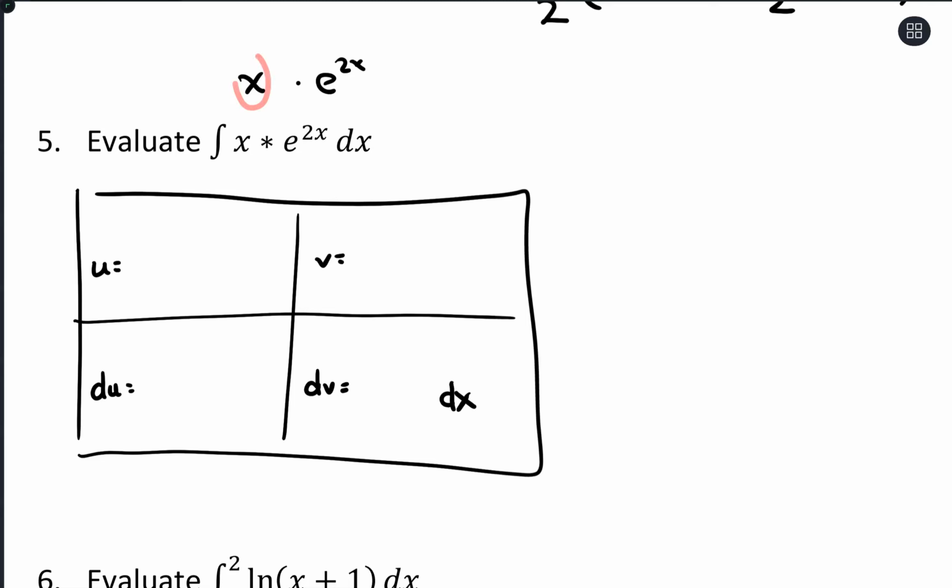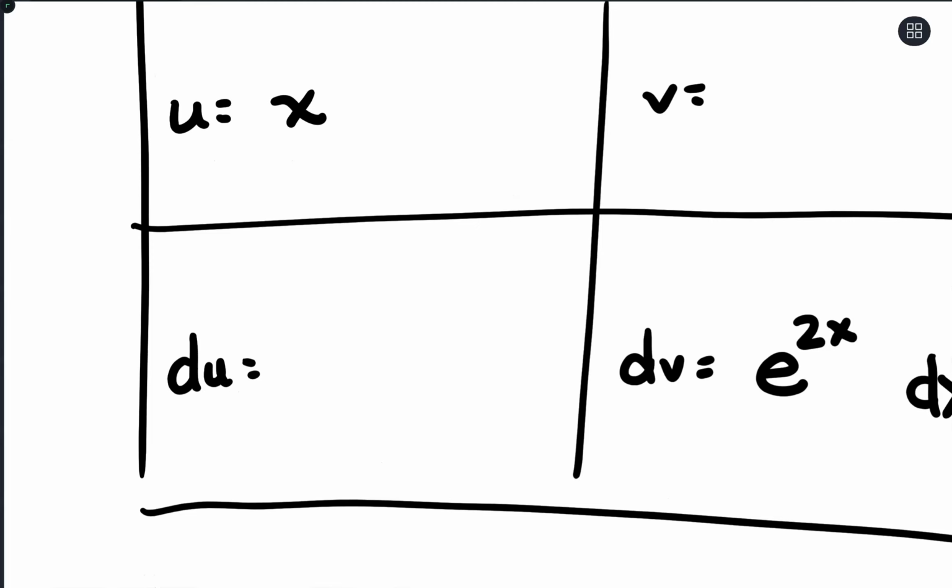So taking the derivative of x is nice and simple because that's just 1. Taking the derivative of e to the 2x isn't terrible, but it's chain rule, so we're going to end up with 2 times e to the 2x. That's a little messier. So what I want to do is try out having u be equal to x and dv equal to e to the 2x dx. Okay, so if u is equal to x and I take the derivative, that's just 1 times dx.